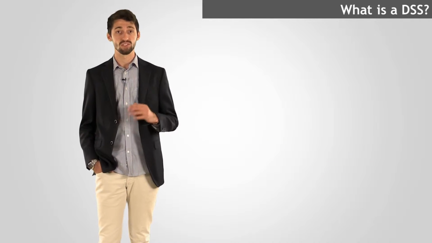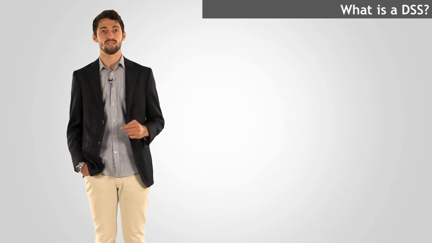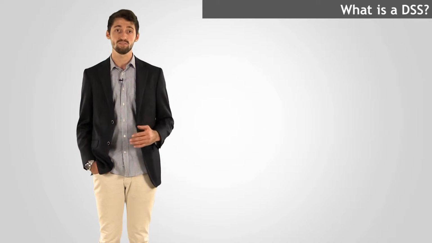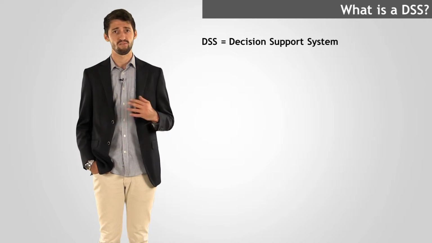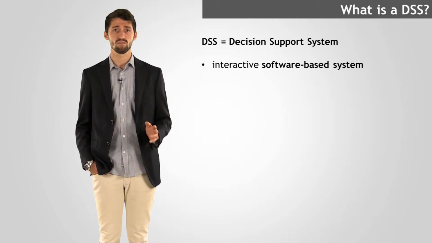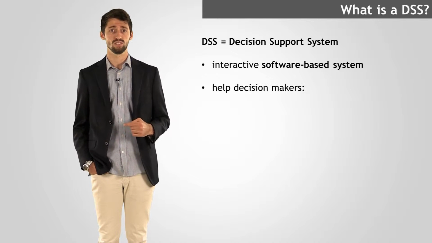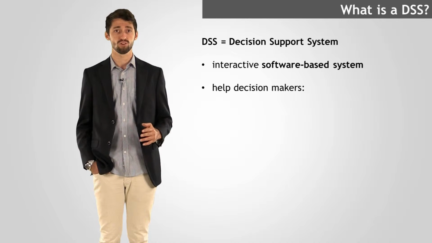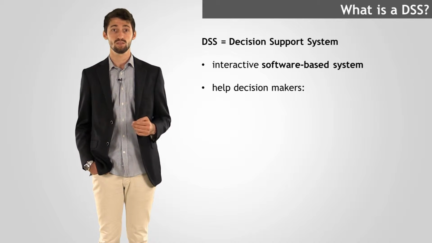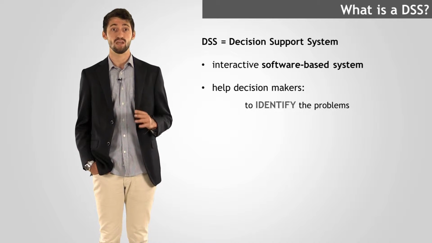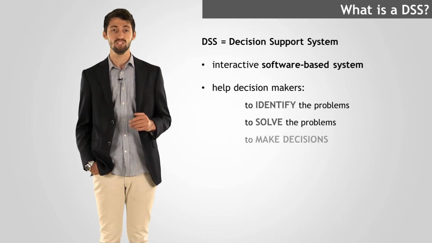Let's start with an introduction to the concept of DSS, an acronym which stands for Decision Support System. There is not a comprehensive definition of DSS, but the term generally refers to an interactive system intended to help decision makers to use information from raw data, documents, personal knowledge, and/or business models in order to identify and solve problems and make decisions.